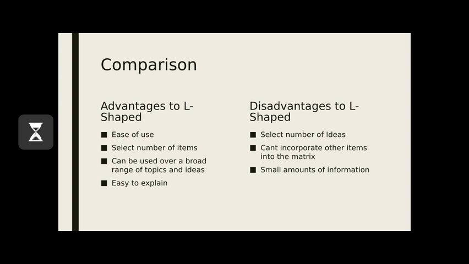It can be used over a broad range of topics and ideas within that select number of ideas that you can use. It is easy to explain as it's just comparing one item to another or comparing one item to itself. Disadvantages to an L-shaped matrix is the select number of ideas. You can only put so much into that graph. You can't incorporate other items into the matrix. Like we talked about, it's just comparing one item to itself or one item to others, and then small amounts of information.